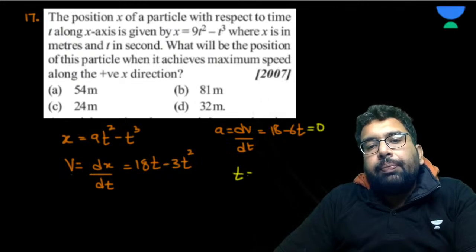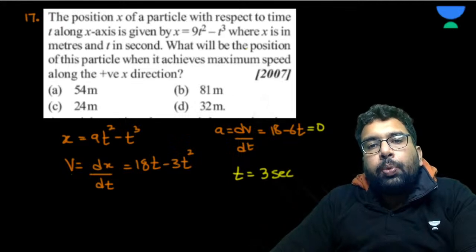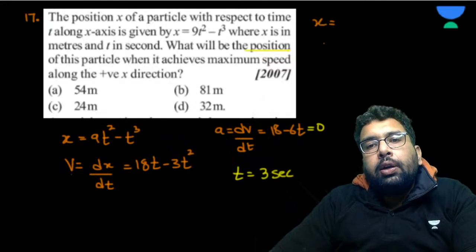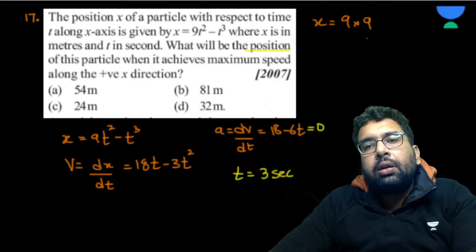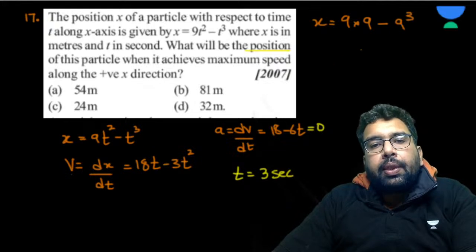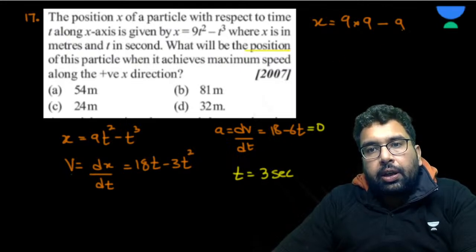So t will become 3, isn't it? From here it will become 3. So at 3 seconds the velocity is maximum. So what will be the position? Position means they are asking for the displacement. So let's put t here. I'm putting 3 in this. Position is given by the displacement, so this is going to be 9 times 3 squared, minus 3 cubed.